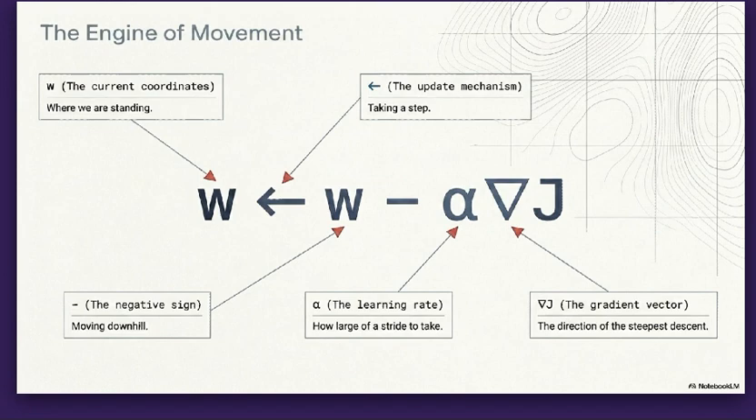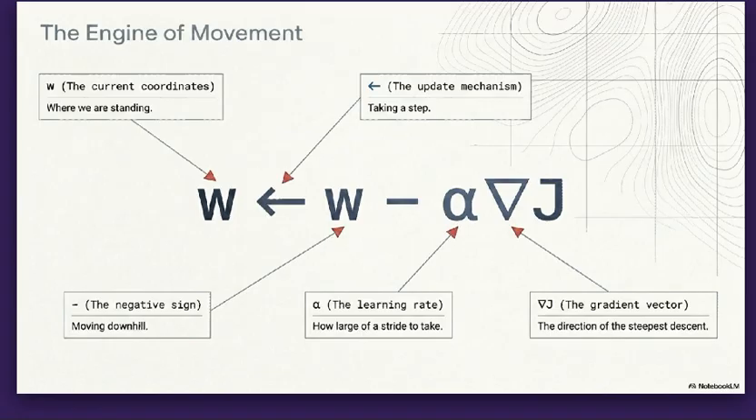And conversely, if your alpha is too massive, you take a giant bounding leap. And I jump right over the valley. You might completely vault over the optimal valley and land on an entirely different mountain peak on the far side, potentially at a higher altitude than where you started. So the model diverges. Yes, it diverges. So the algorithm must dynamically or systematically determine the optimal travel distance for every single step.